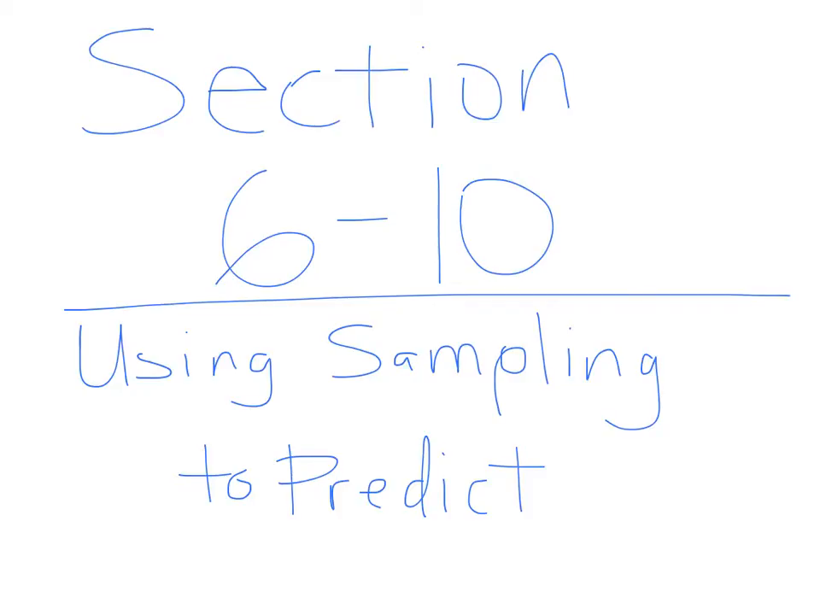All right, this is section 6-10, last section of chapter 6. It's called Using Sampling to Predict. A lot of this is just you're going to have to listen and pay attention and try to make sense of what's going on here. But there's vocabulary that's really important, so I would recommend definitely following along in your book as we do this.